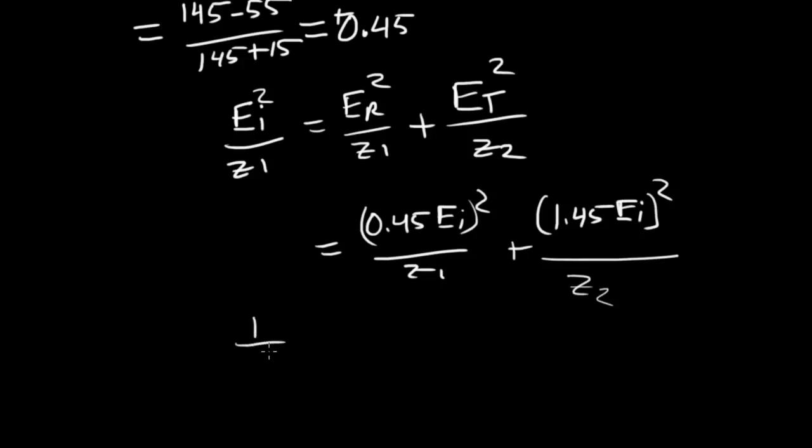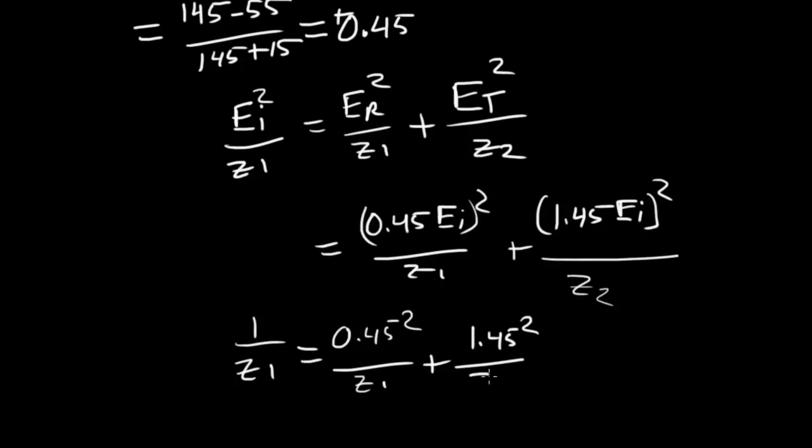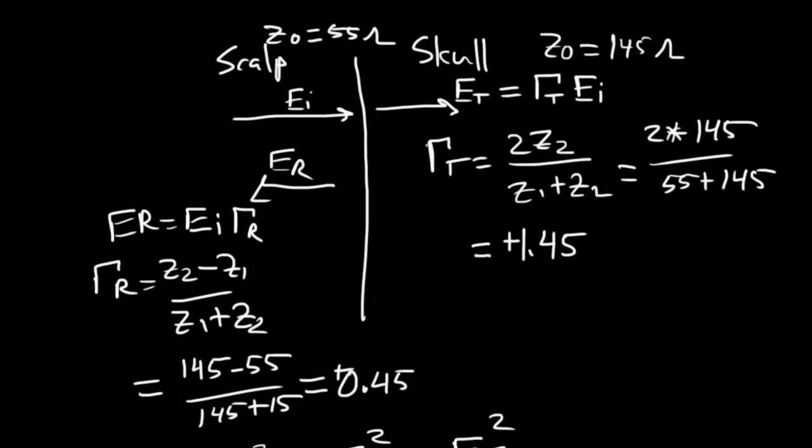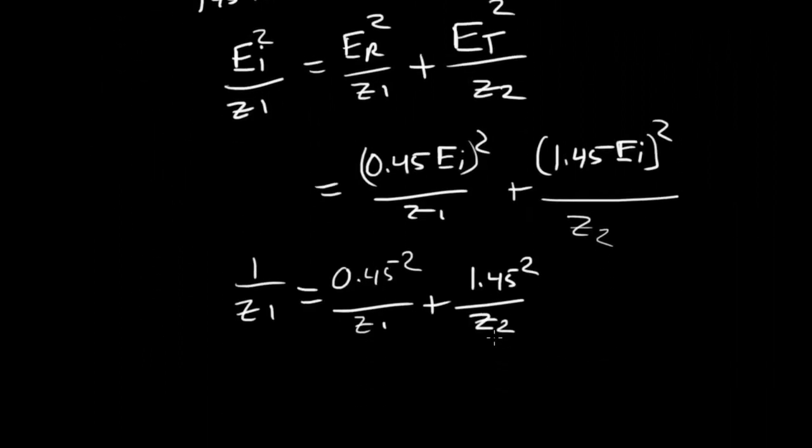and we have 1 over Z1 equals 0.45 squared over Z1 plus 1.45 squared over Z2, where Z2 is equal to 145 and Z0 is equal to 55. Z1 is equal to 55. So this one is equal to, what did I say? 145 ohms. This is equal to 55, and this is equal to 55. And if you were to just run the math here, you're going to find that the two sides of this equation are equal. Let's go ahead and do that.